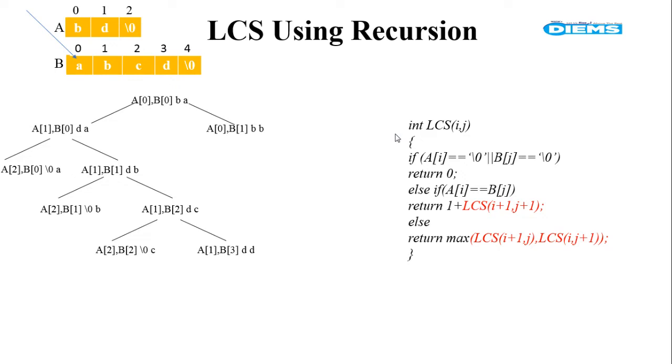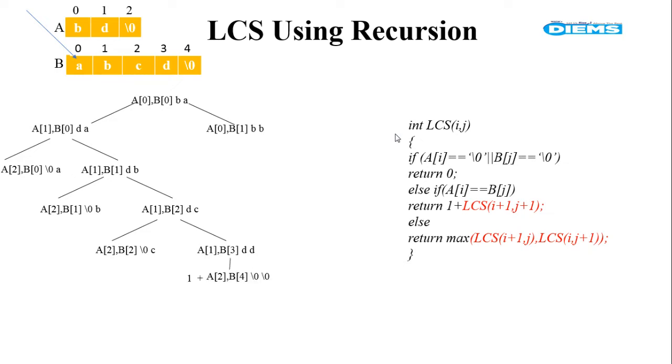Now, when you observe a of 1 and b of 3, both the values are d. Now, here it will not go in the else part. Where will it be then? In your code, it will go in the else if part. a of i double equals b of j, because the characters are matching. And in this case, what should it return? It should return 1 plus whatever the result of LCS for i plus 1 and j plus 1. So in this case, you are going to increment both the pointers together. So it will return one more call.